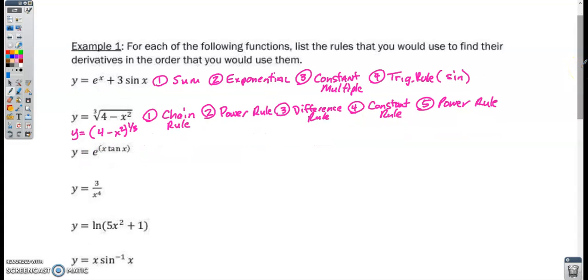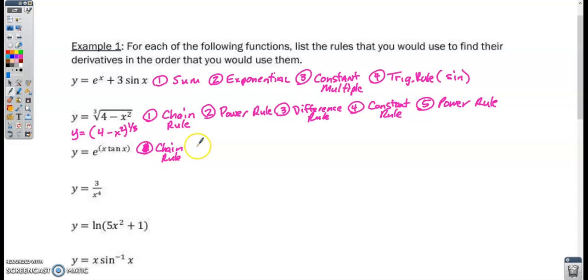Okay, keep cranking here. e to the x tangent of x. So again, I'm going to start by looking at this and going, okay, I need to apply the exponential rule within the context of the chain rule. I'm going to have to apply the chain rule here, since this again is a composite function. I don't know why I numbered that step 2. Let's start with step 1 instead of step 2.